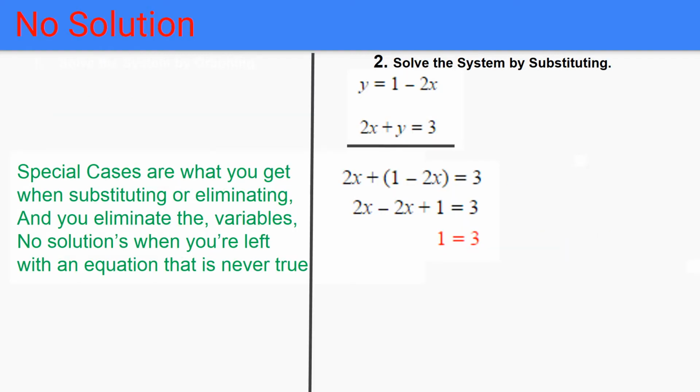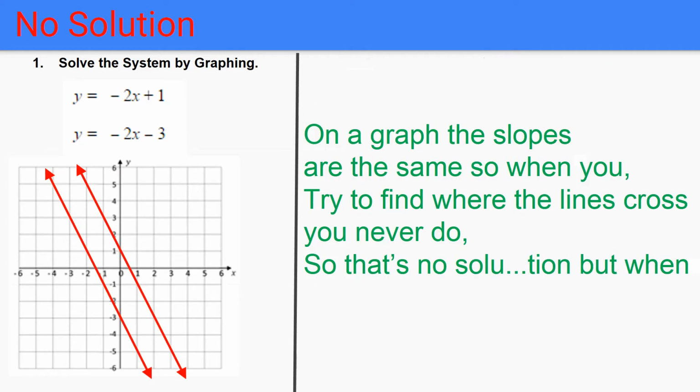Special cases are what you get when substituting or eliminating, and you eliminate these variables. No solution is when you're left with an equation that is never true. On a graph, the slopes are the same, so when you try to find where the lines cross, you never do. So that's no solutions.